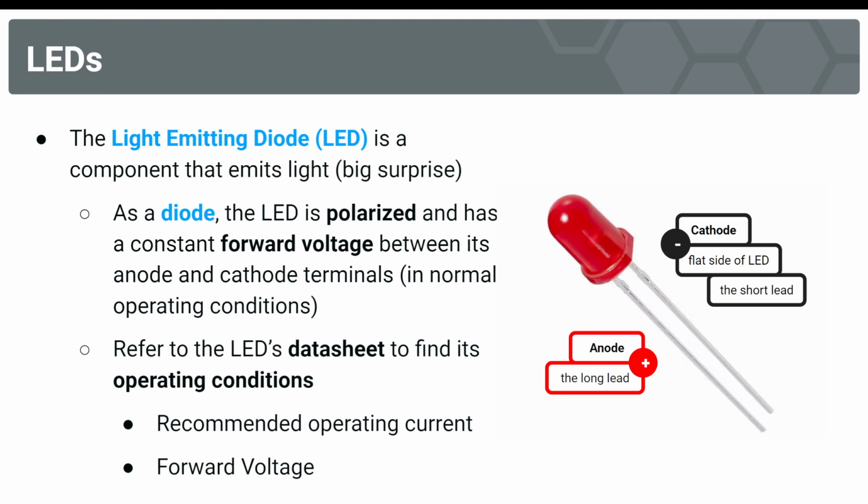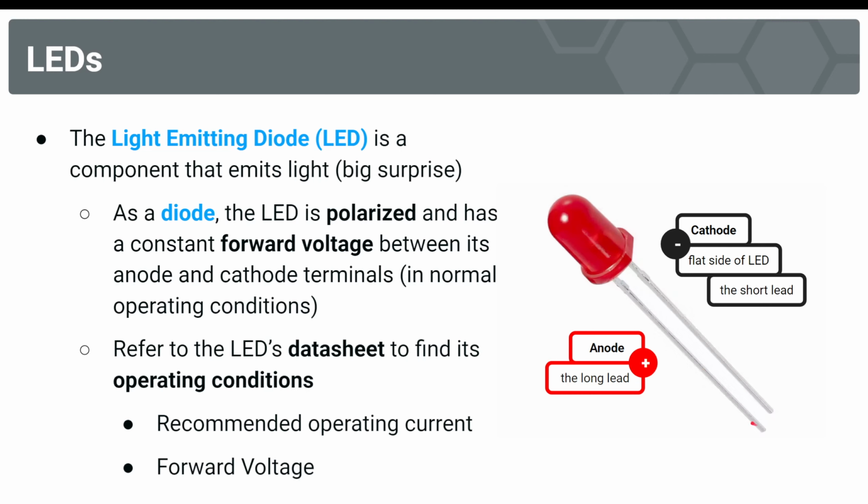LEDs. We mentioned those earlier. Now we get to tell you what they are, if you haven't already heard of them. They're light-emitting diodes, LED. A light-emitting diode is a component that emits light. And as a diode, the LED is polarized and has a constant forward voltage between its anode and its cathode terminals. So if we look on the right, we've got the LED.